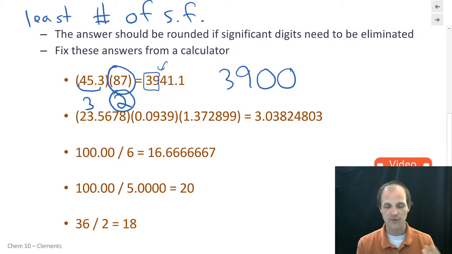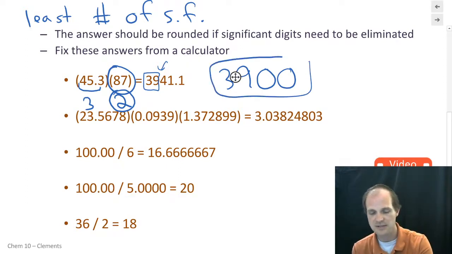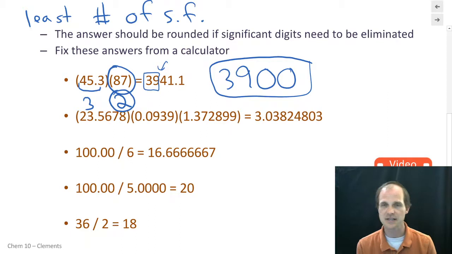And 45.3 times 87, although mathematically it's 3,941.1, that's perfectly mathematically correct. Scientifically, we're saying since we only know 87 to two digits, we don't know whether that's a 4 or a 5 in the 3,941. And so we can only report this answer with two significant figures and say, the best we know about this is it's 3,900.